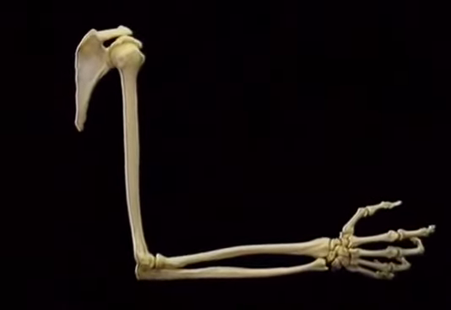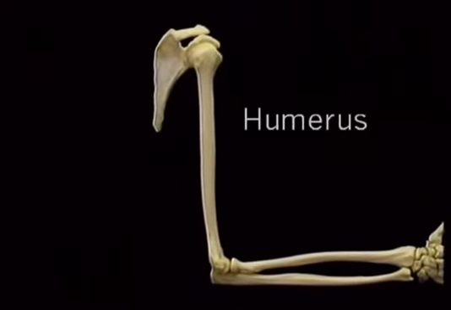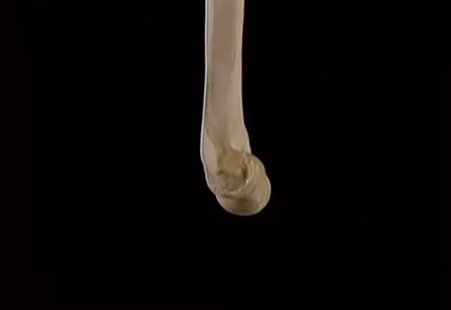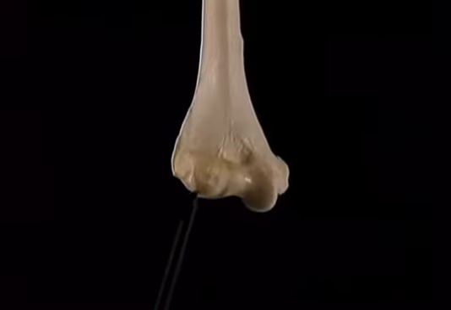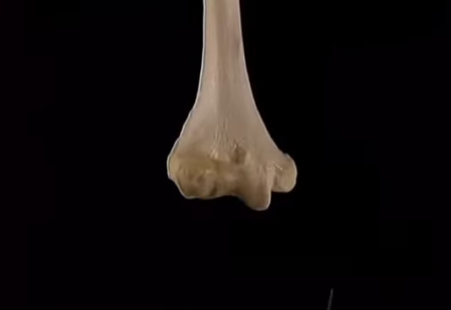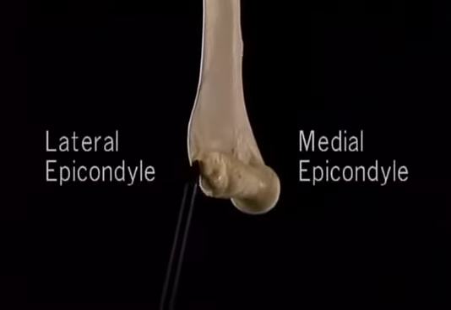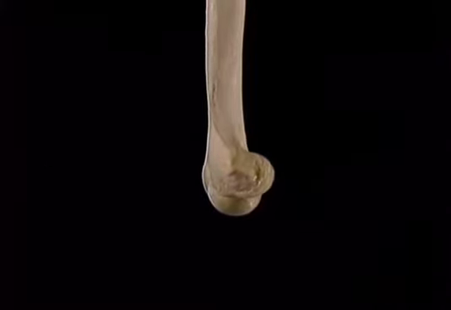Now let's look at the bones, starting with the humerus. We've looked at its proximal end already. Now let's see the distal end. It's flattened from front to back, with a complicated articular surface and 2 prominent lumps, the medial epicondyle and the lateral epicondyle. These are major muscle origins, as we'll see.